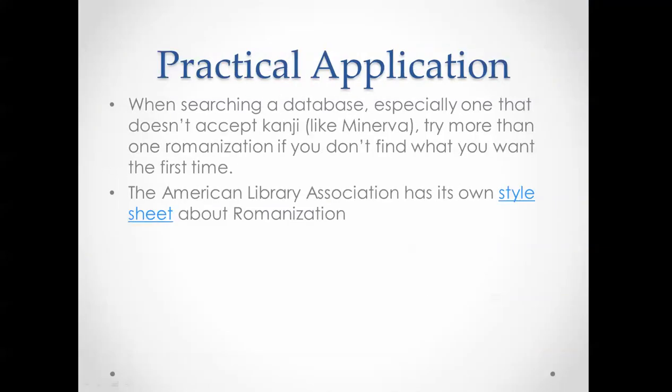As a practical application, when you're searching a database, especially one that doesn't accept kanji, like Minerva, you should try more than one romanization if you don't find what you want the first time. It's perfectly possible that a librarian, when he or she was cataloging the work that you're looking for, decided to put in a hyphen where you wouldn't have, or put in a space where you wouldn't have, or to represent a long vowel in a way that you haven't done.